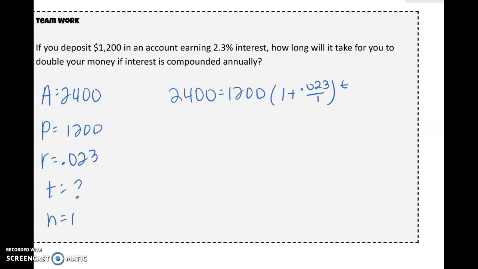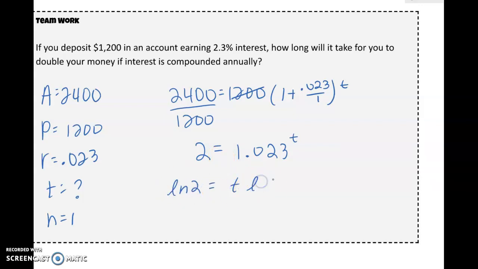So first I'm going to isolate the piece that has the exponent. I'm going to divide both sides by 1200. So 2400 divided by 1200 gives me 2 equals, when I add these two together, 1.023, because 0.023 divided by 1 is 0.023, raised to the t power. To bring the power down to a leading coefficient, I'm going to take the log of both sides. I'm going to take the natural log of 2, bring down that t, and take the natural log of 1.023.